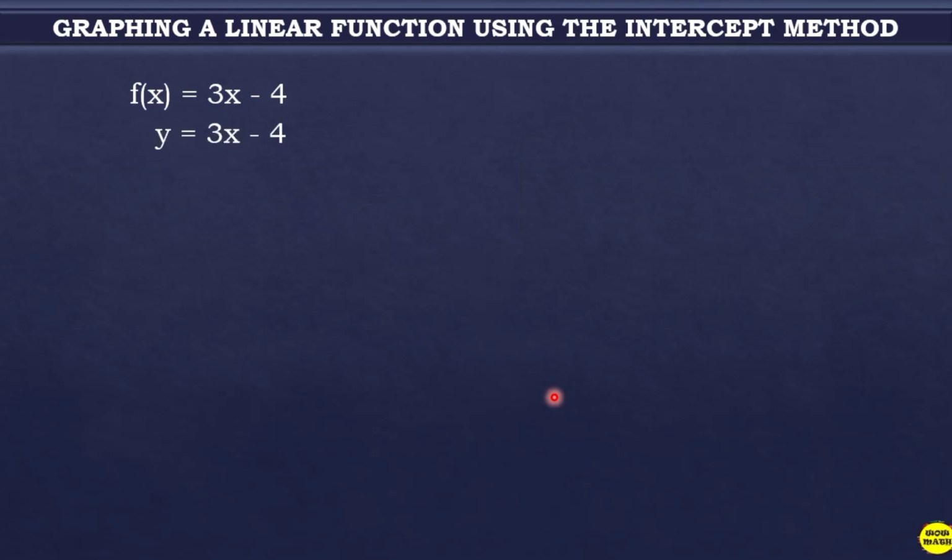So we will rewrite this as y is equal to 3x minus 4. So let us solve for the x-intercept. For the x-intercept, let y be 0. This is our given, so we make y equal to 0.